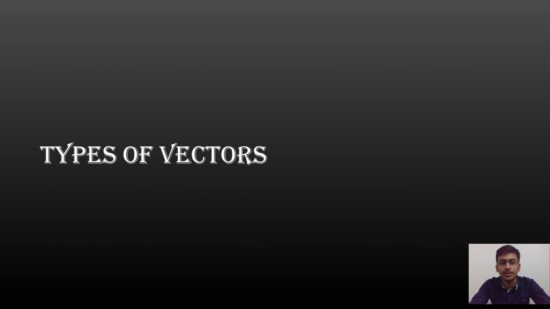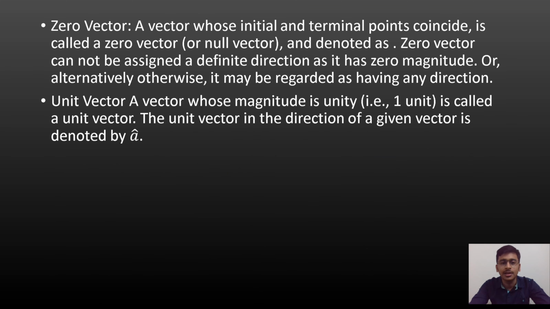Okay, let's talk about types of vectors. There are lots and lots of types of vectors, so I've just compiled the basic types. First one is the zero vector. As the name suggests, a zero vector is a vector whose initial and final points are the same. So it has no length, it has no magnitude. But it has infinite directions. If it doesn't have any magnitude, it's essentially pointing in all directions at the same time. So that is what a zero vector is.